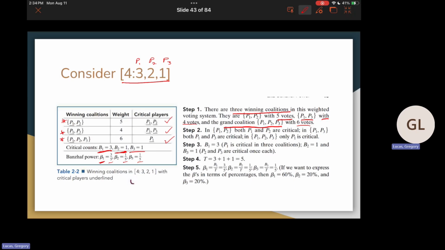So for Banzhaf power of player 1 is 3. We underline 3 times out of the 5 total. And then the other 2 we underline once out of the 5 total. So really all we're doing is finding the critical players. The numerator is how many times we underlined it. And then the denominator is just the total amount of times that we underlined anything. And then this step 5 here, we can stop here with the fractions. You can change them to percent, but there's no need to.